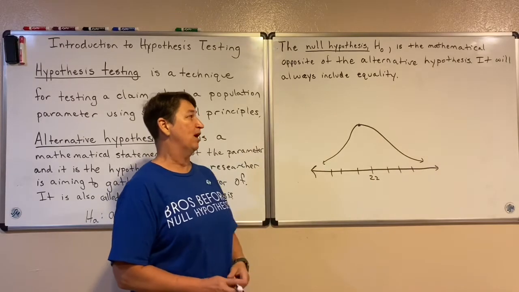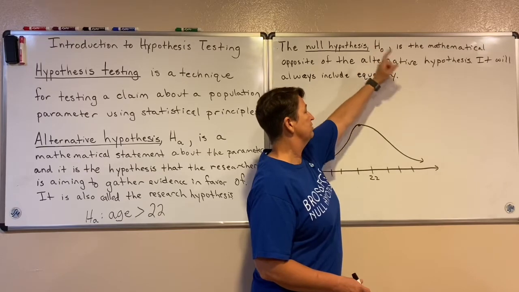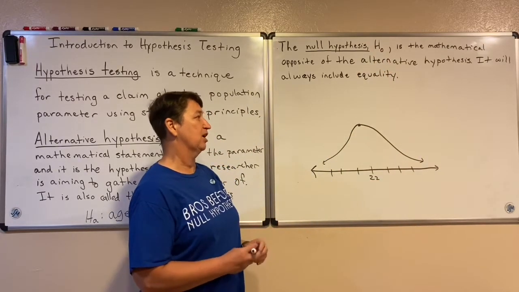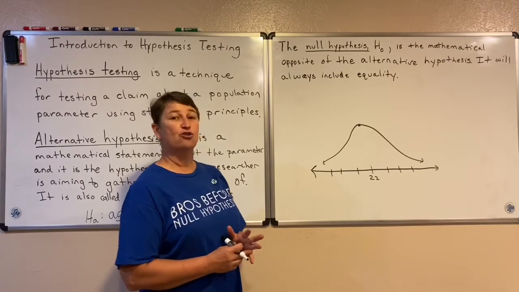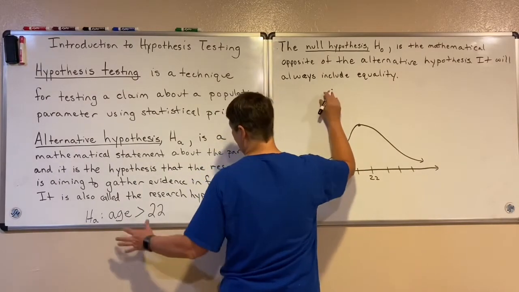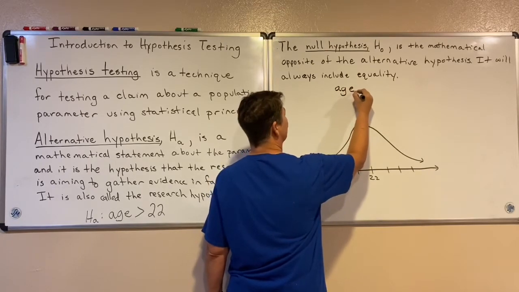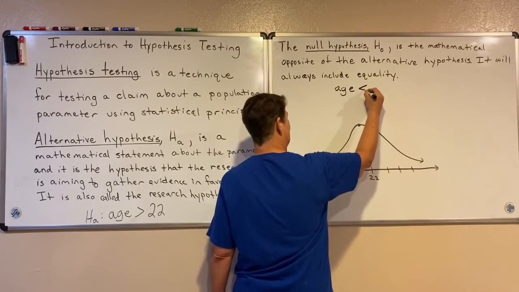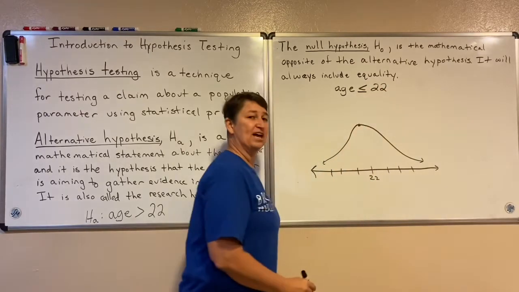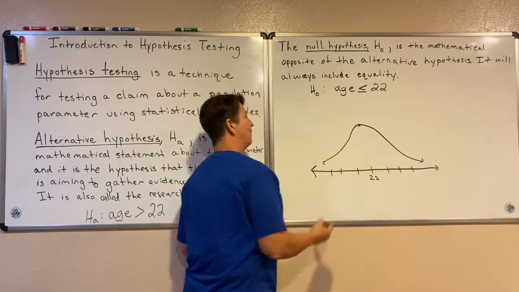Then the null hypothesis, which we denote with a capital H and a subscript 0, is the mathematical opposite of the alternative hypothesis. And it's always going to include the equality, always. So if the alternative is the age is greater than 22, then the mathematical opposite would be less than 22. But it always includes the equality. So it's less than or equal to 22. And this is our null hypothesis.